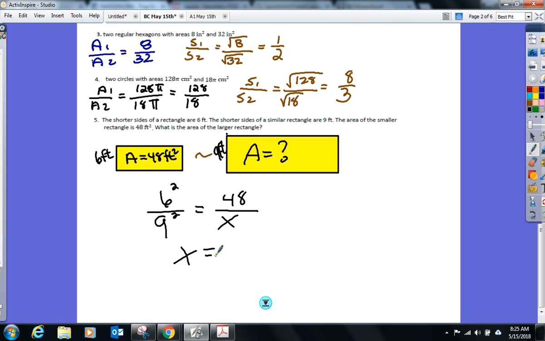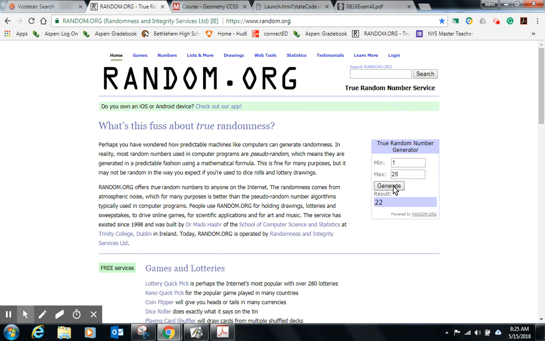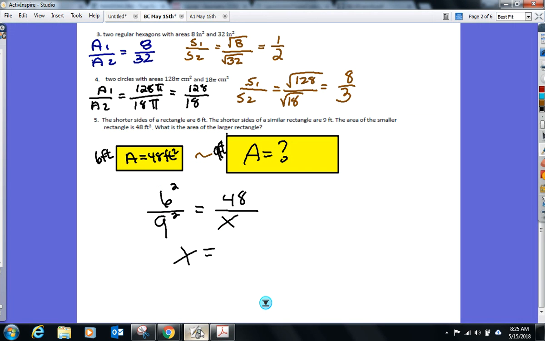And the area of the bigger rectangle ended up being, here you go, your time to shine, 108 square feet. Good job on the units.